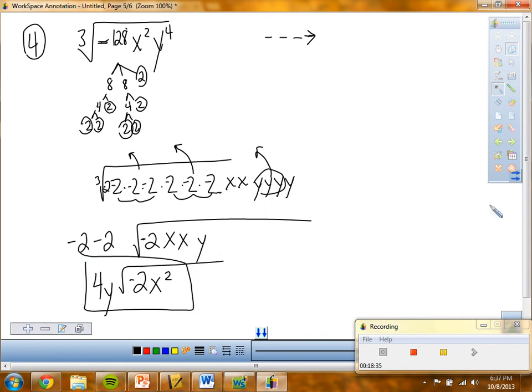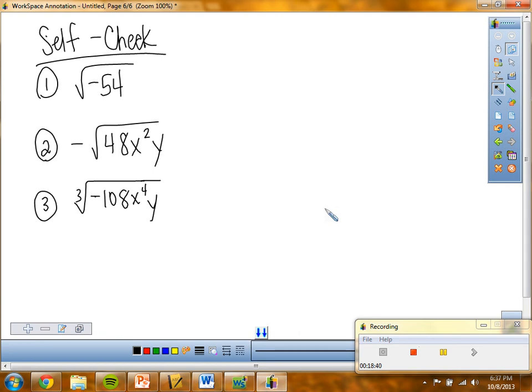Alright, so we have a few self-check problems. Go ahead and do these in your notes. Careful that you're paying attention to the odd and even index to see whether you should be using imaginary numbers or not.